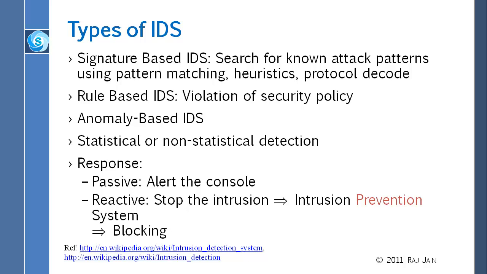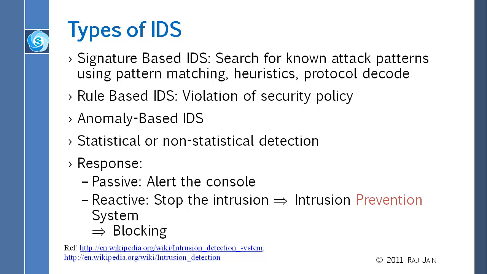Statistical or non-statistical detection. And now similarly, another extreme of this anomaly is statistical anomaly, where we see what the average is and whether you are within the average range or beyond it, and how far from the average you are, right? So that would be the statistical method.